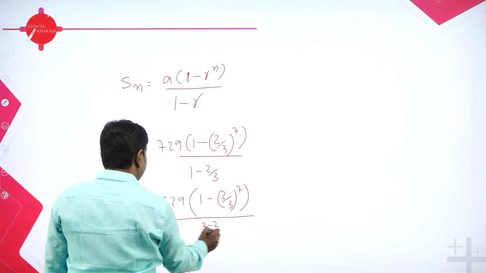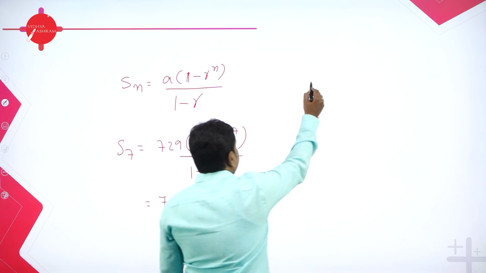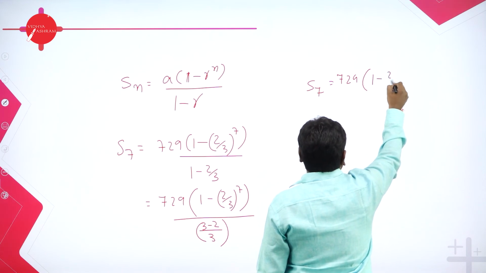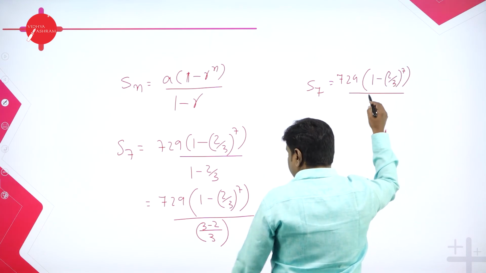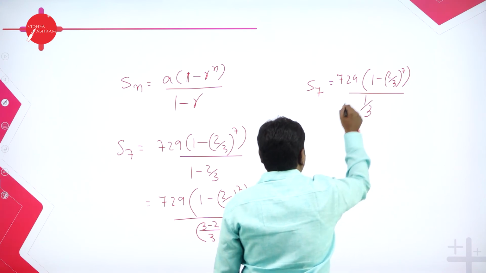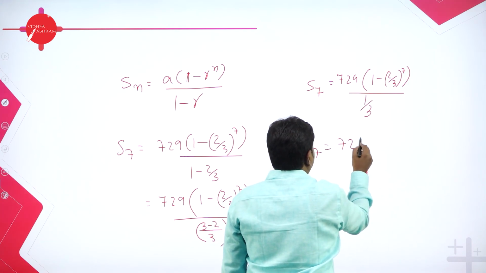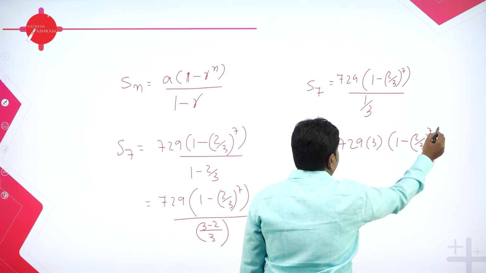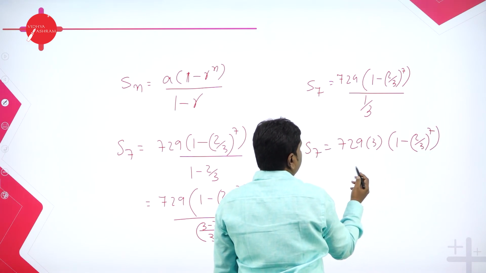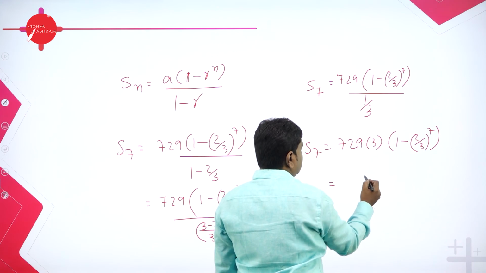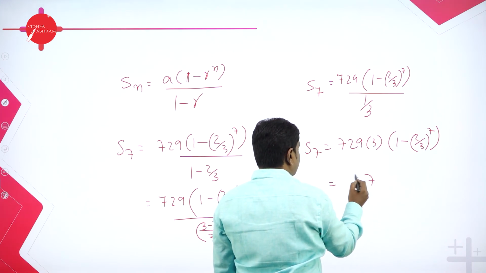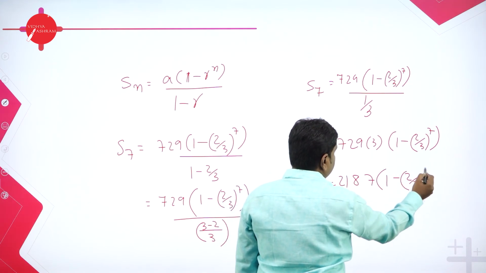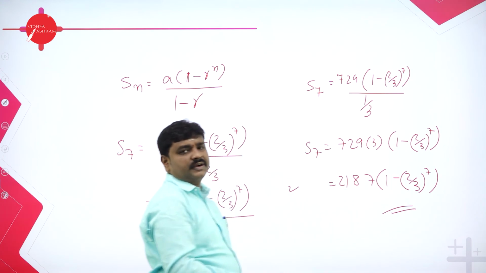2 by 3. Now further you simplify, so S7 is equal to 729 into 1 minus (2 by 3) power 7 divided by, we are left with 1 by 3. 3 goes up and S7 is equal to 729 into 3 into 1 minus (2 by 3) power 7. If you want, you can simplify or leave it. So 3 9s are 27, 3 2s are 6 plus 2, 8, 3 7s are 21 into 1 minus (2 by 3) power 7. Further, if you want, you can simplify or leave it.